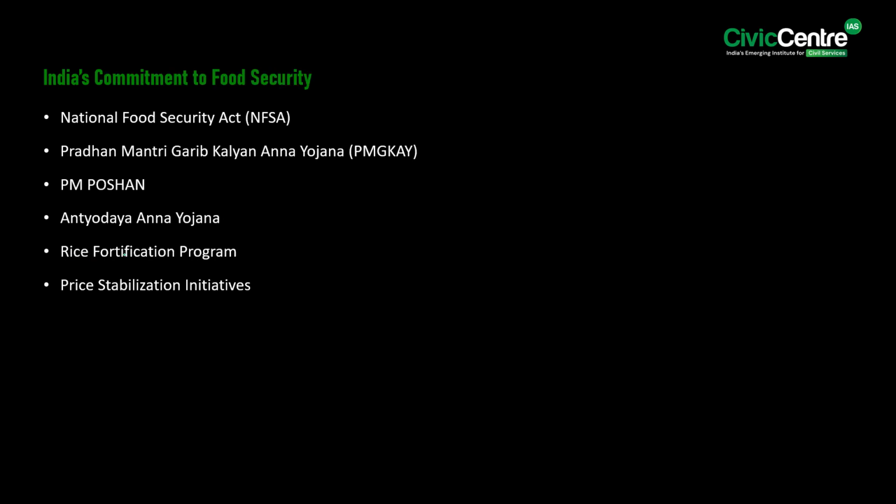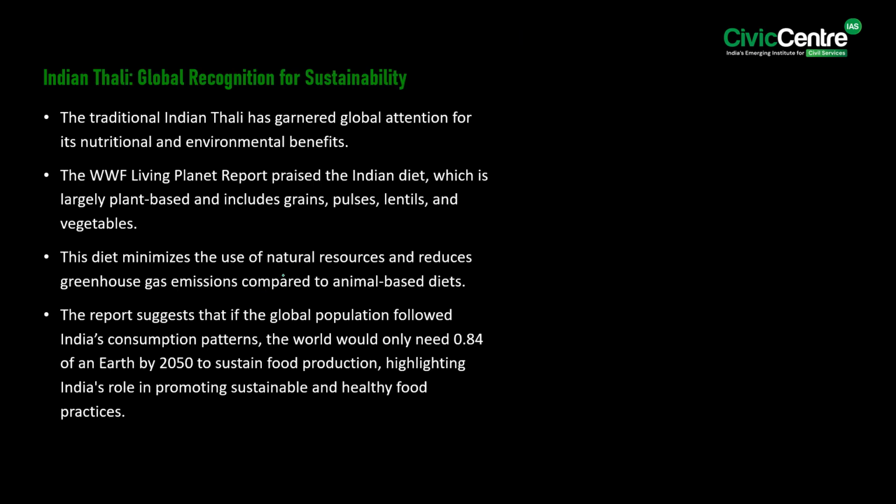If we have to talk about India's commitment to food security, India with its large population has made significant strides in addressing food and hunger insecurity through various programs and policies. Notably, these efforts align with the 2024 World Food Day theme and focus on poverty alleviation, malnutrition reduction, and agricultural sustainability. Some of the key programs and initiatives launched are National Food Security Act, Pradhan Mantri Garib Kalyan Anna Yojana, PM Poshan Scheme, Antyodaya Anna Yojana, Rice Fortification Program, and price stability initiatives.